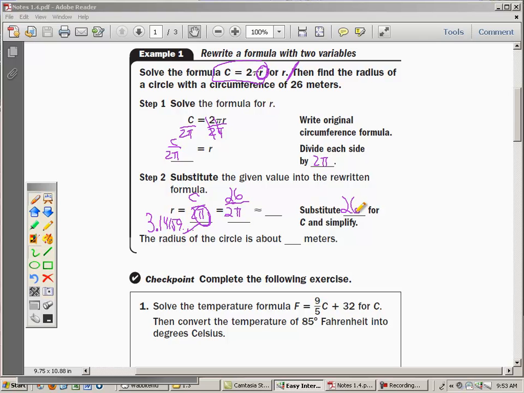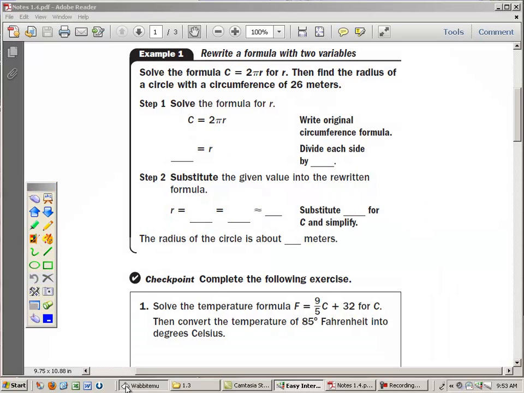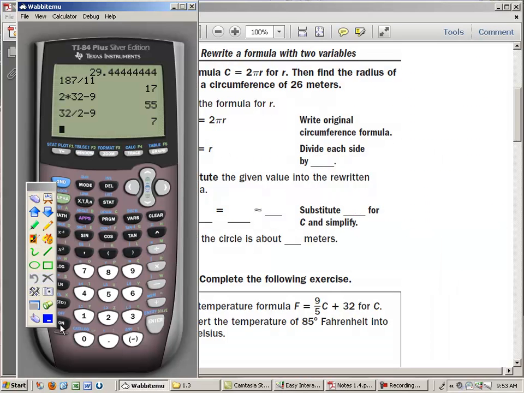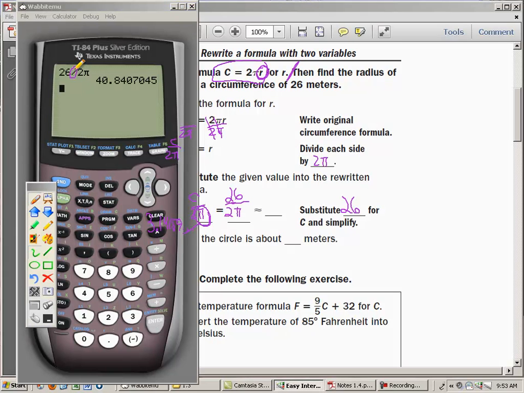Now we need to go over to our graphing calculator to do that. If you type 26 divided by 2 pi into your calculator, you're going to get a radius of 40 meters. This is an incorrect answer, and here's why. Your calculator does order of operations in the proper order. It's going to do division and then multiplication as it appears from left to right. The formula we've solved says take the circumference and divide it by the quantity 2 pi. So we need to know what 2 pi is so that we can divide 26 by it. This calculation is not going to be correct.